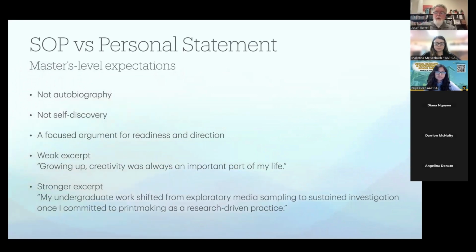Again, we have another weak example where it's a very generic sentence. Who doesn't say things like this? Everybody says creativity is important to a child. But then when we get stronger, we've got, my undergraduate work shifted from exploring media, I was just browsing YouTube, I was on TikTok all the time, to sustained investigation. And that's talking about how you're maturing. This is very good.